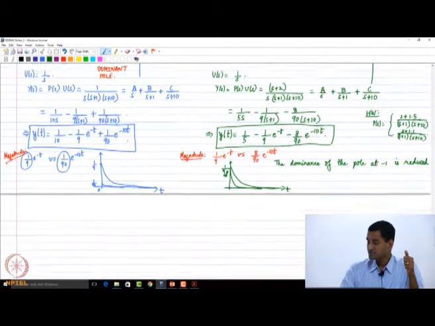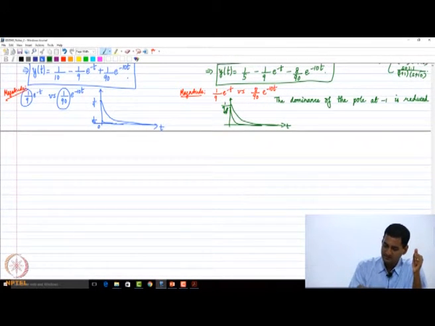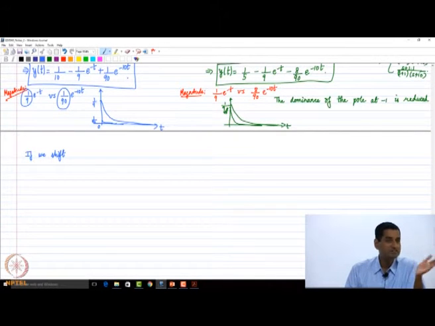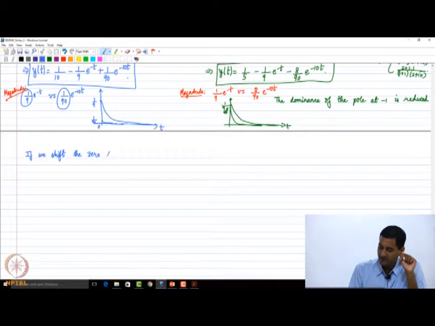Suppose, due to some design process, I keep on shifting the zero to minus 1. What's going to happen to P of s? We are going to have s plus 1 divided by s plus 1 times s plus 10. We'll see how we can shift the zeros and poles later.